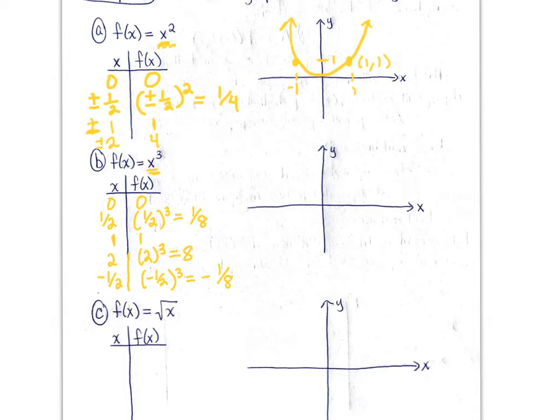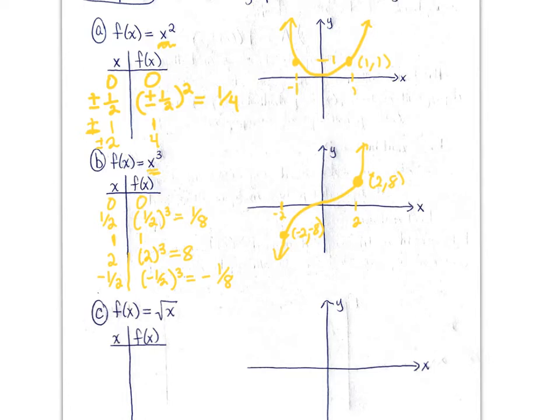And then you can plot your points, and as you plot your points, what you'll find out is your graph is going to look like so. For example, you'll have 8 up here, so 2, 8, and then negative 2, negative 8. So those are examples of power functions.